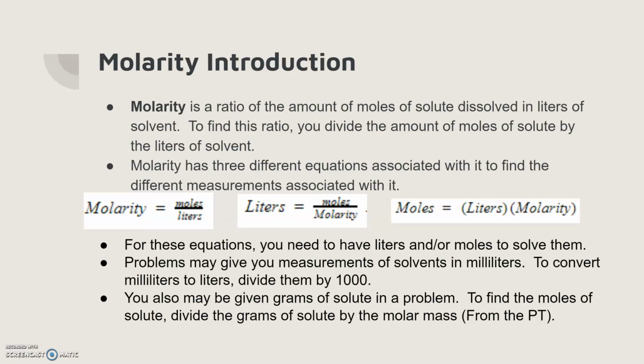For these equations, you need to have liters or moles to solve them. Problems may give you measurements of solvents in milliliters, for example. To convert milliliters to liters, you will have to divide that measurement by 1,000. You also may be given grams of solute in a problem. To find the moles of solute, remember you have to divide the grams of solute by the molar mass from the periodic table.